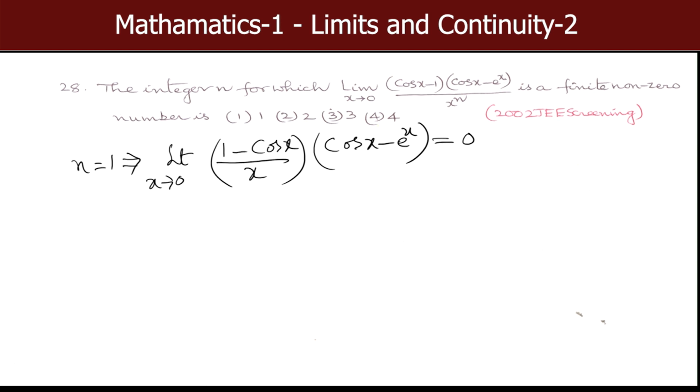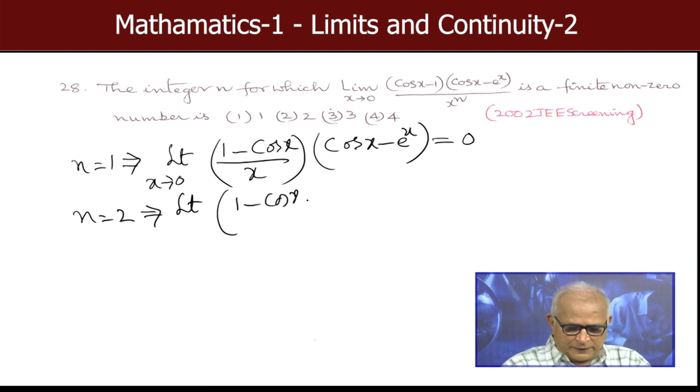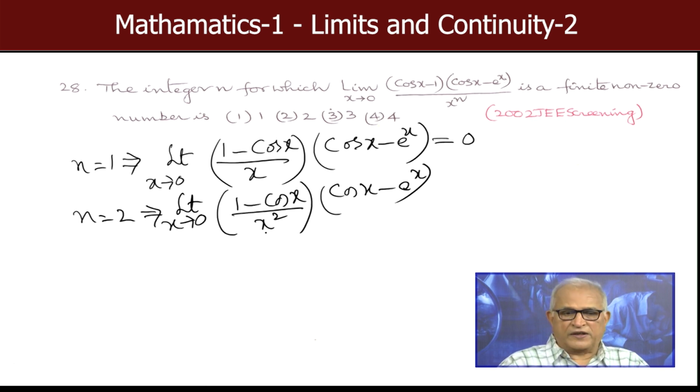He says that the limit is a finite non-zero number. N equal to 2. I will slightly change this to (1 minus cos x) by x square into (cos x minus e power x). Well, once you write like this, you can easily see that the first factor has a limit 1 by 2 and the second factor has a limit 0. So this is 0. So n equal to 2 is also not the required number.